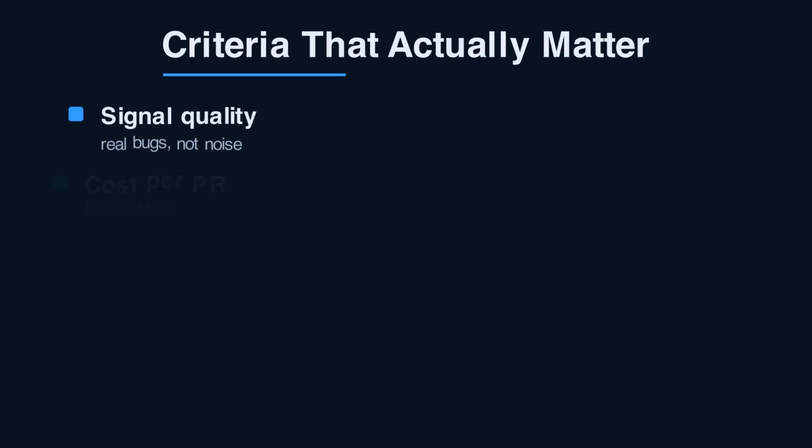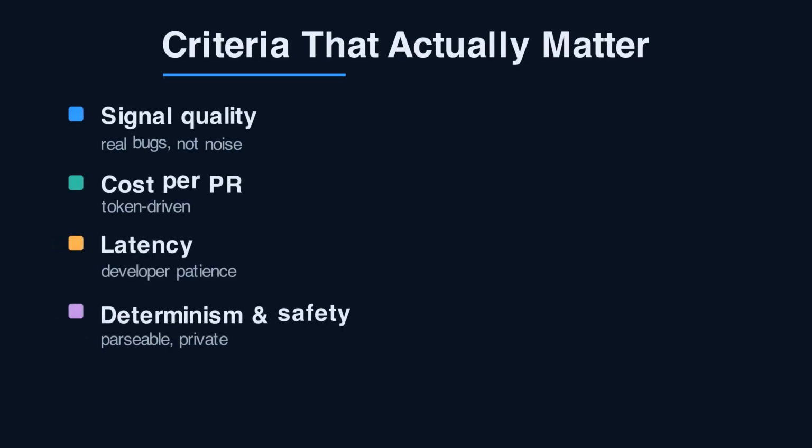Before picking parts, get clear on what you're optimizing. Four things dominate. First, signal quality, a reviewer that flags real bugs, not style nits your linter already catches. Second, cost per pull request, because you pay per token and big diffs add up fast. Third, latency, since developers won't wait 2 minutes for feedback. Fourth, determinism and safety. You need parsable, consistent output, and you must never leak proprietary code. Hold these 4 criteria in mind because every option below trades one against another.